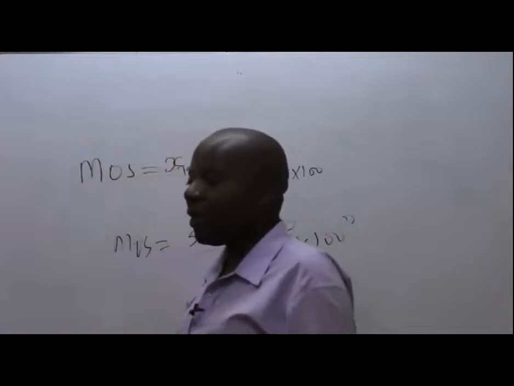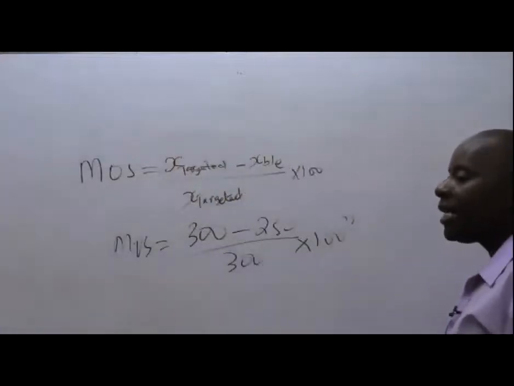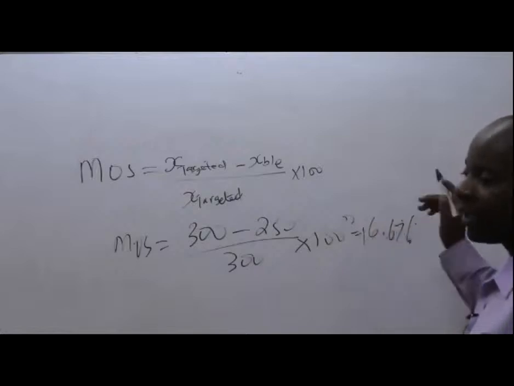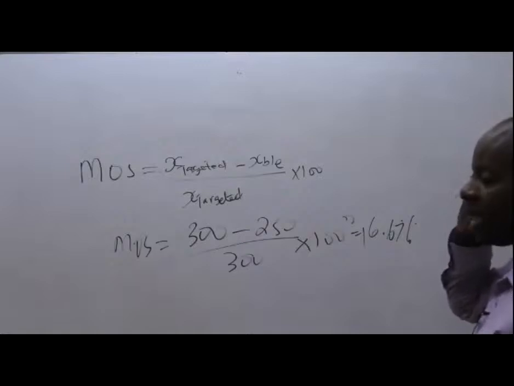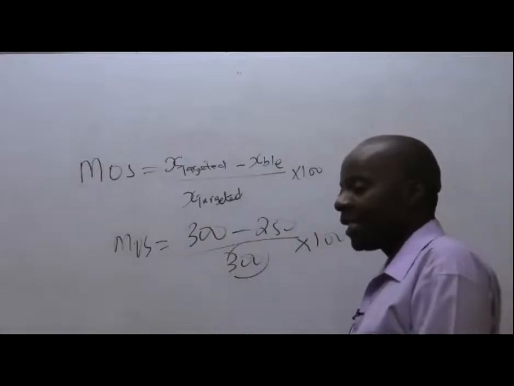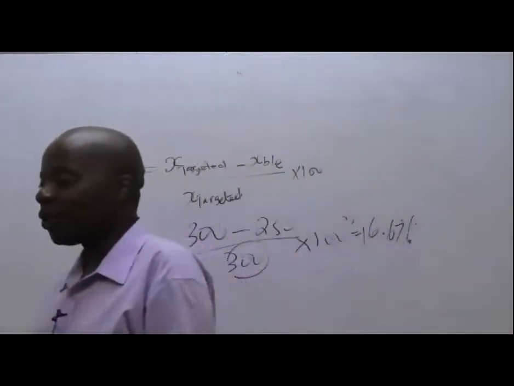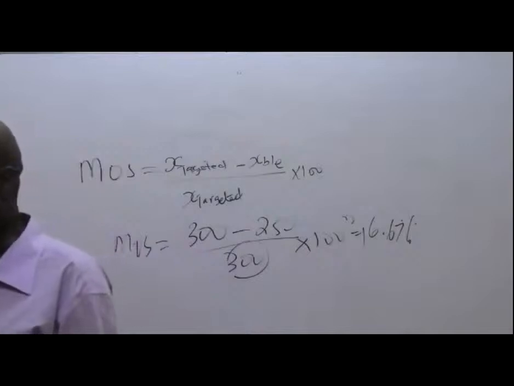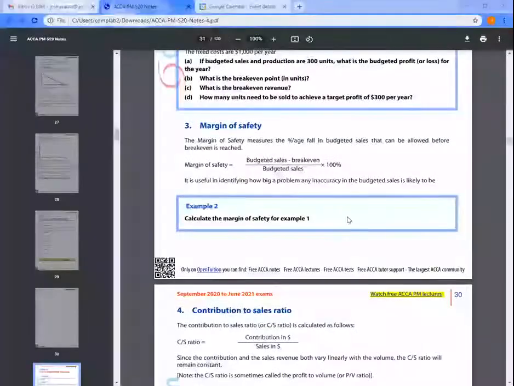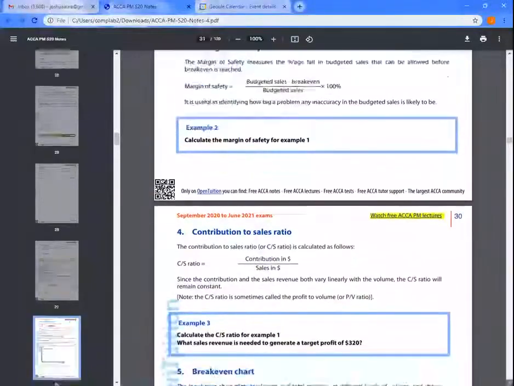So it's like everybody is agreeing that our answer is supposed to be 16.67. The ones who are getting 23, I want to believe they're making the same blunder that I almost made. I want to believe they used 250 instead of budgeted sales. Is there any student who has any question as regards the margin of safety? Any question?